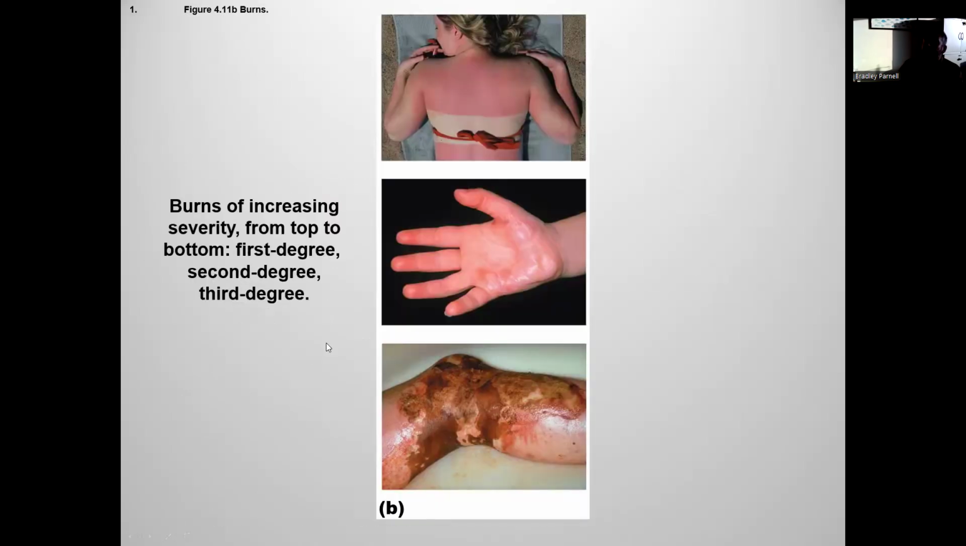So with these different burns, again, the top picture here, just a mild sunburn, first degree burn. The second one here looks like they might have accidentally touched a hot stove. This is a second degree burn. You can see these blisters here, but the skin is still intact. And then a third degree burn, it is burned all the way through the thickness of the skin.